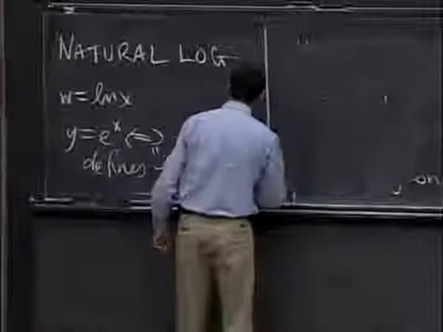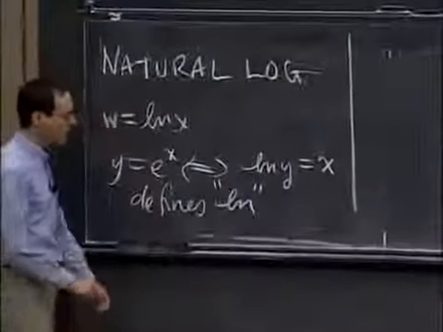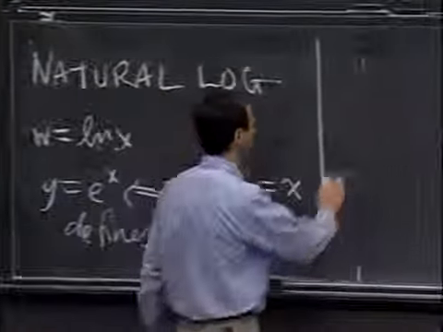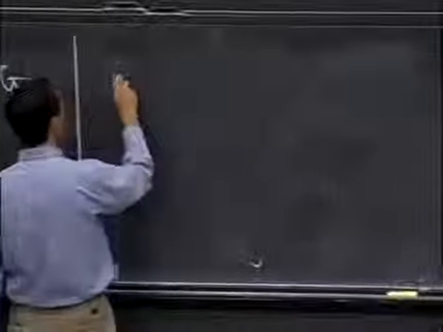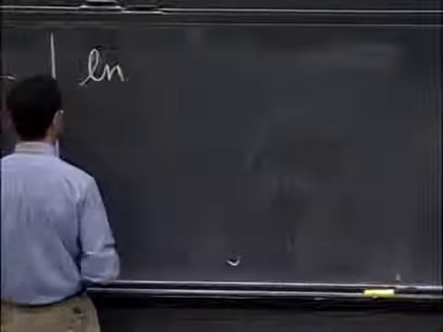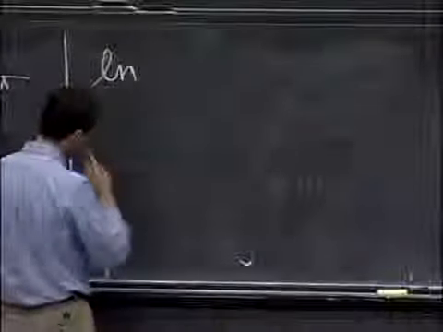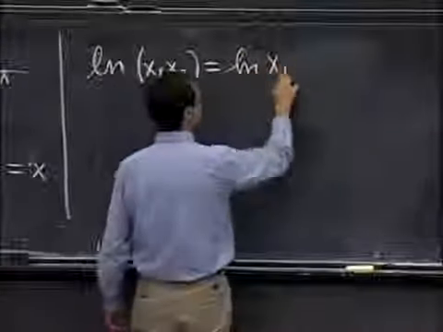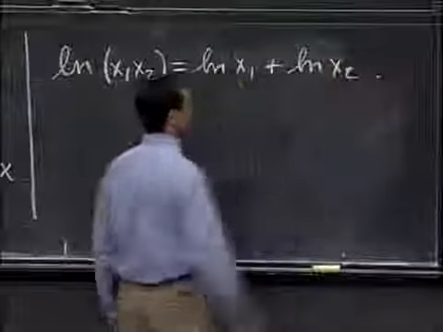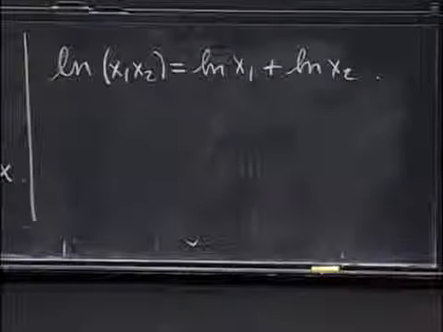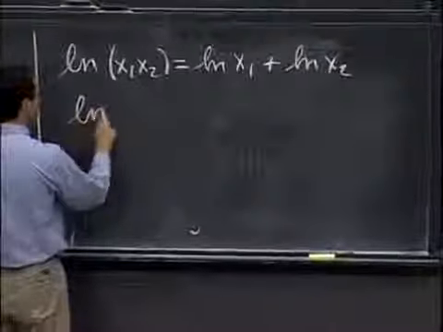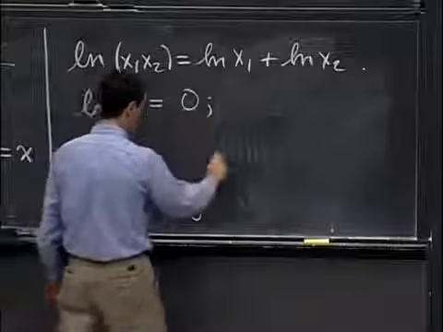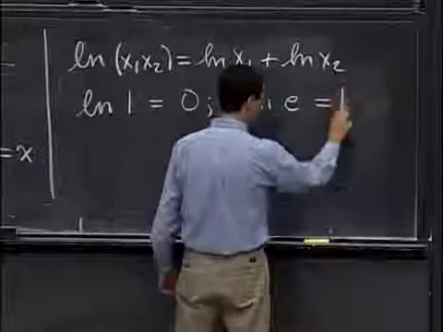Now, the logarithm has a bunch of properties, and they come from the exponential properties. And in principle, you remember these. I'm just going to remind you of them. So the main one is that the logarithm of x1 times x2 is equal to the logarithm of x1 plus the logarithm of x2. And maybe a few more are worth reminding you of. One is that the logarithm of 1 is 0. A second is that the logarithm of e is 1.